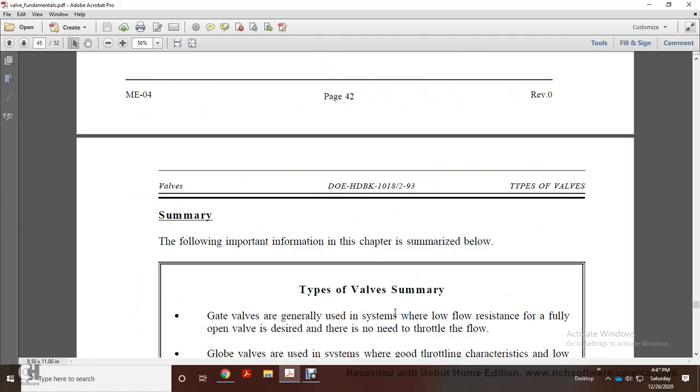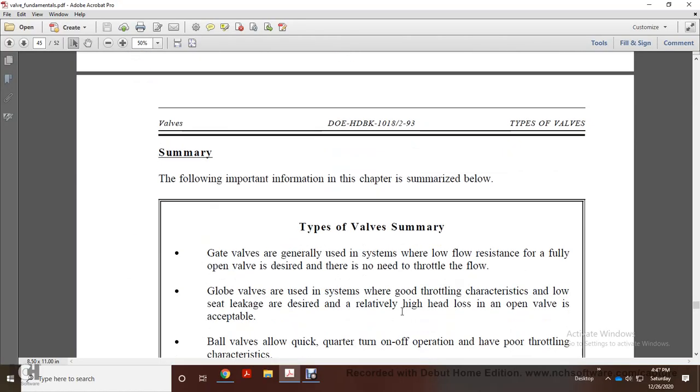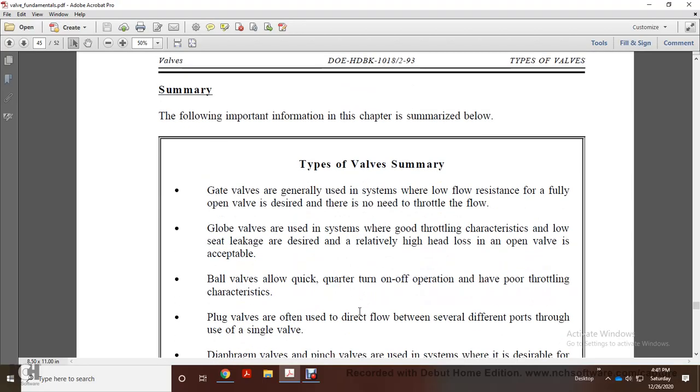Alright, summary. The following important information from this chapter is summarized below. Types of valves summary. Gate valves are generally used in systems where low flow resistance is desired for a fully open valve, and there is no need to throttle the flow. Globe valves are used in systems with good throttling characteristics, where low seat leakage is desired, and relatively high head loss in the open valve is acceptable.